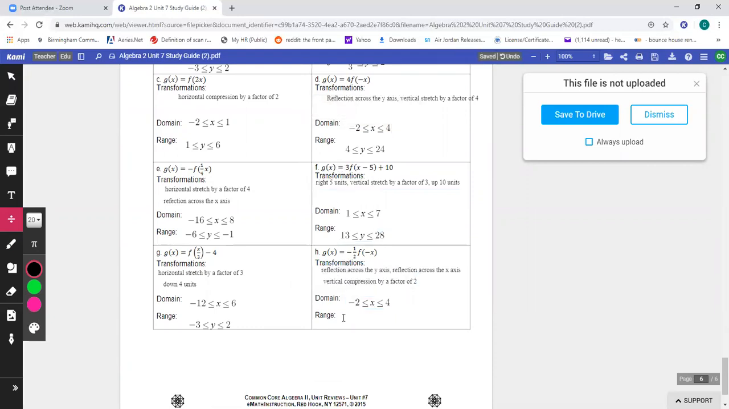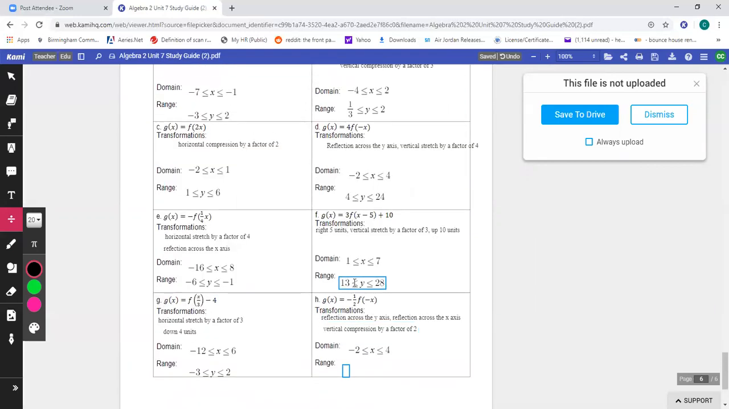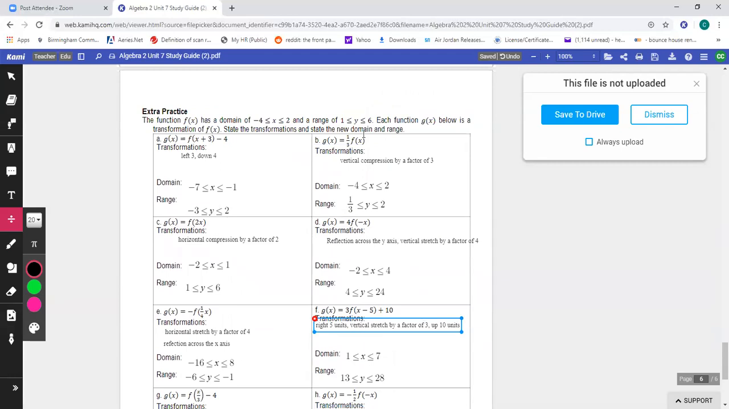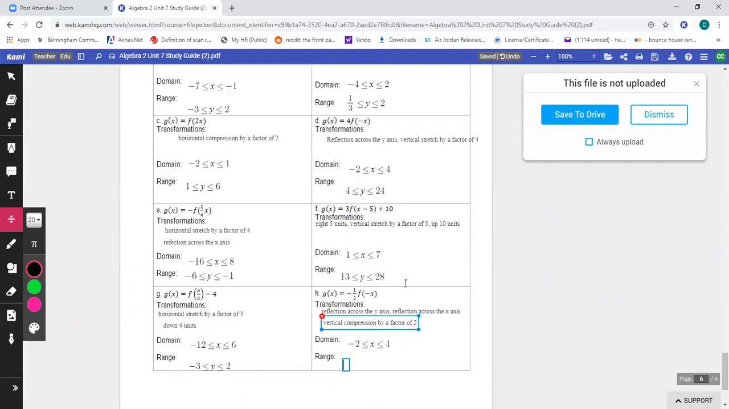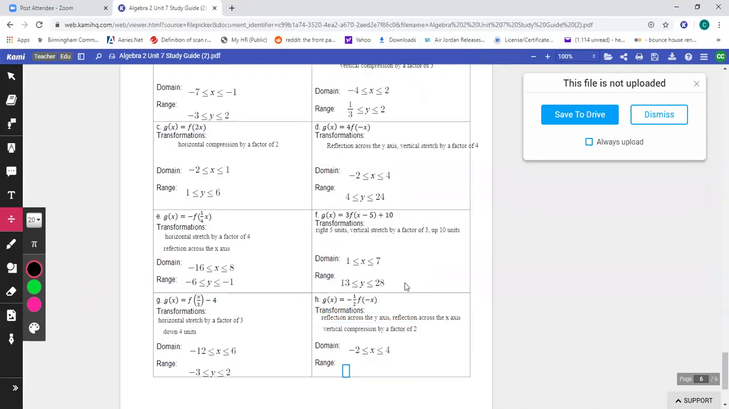Okay. Now my range, be careful here. There's 2 steps to this. So there's a reflection across the x-axis. So that means I'm going to switch my signs. 6 is going to become negative 6 and 1 is going to become negative 1. But I also have to compress them by a factor of 2. So then that means the negative 6 is going to become negative 3 because I divide by 2. And the negative 1 is going to become negative 1/2. So this is going to be negative 3 less than or equal to y less than or equal to negative 1/2.